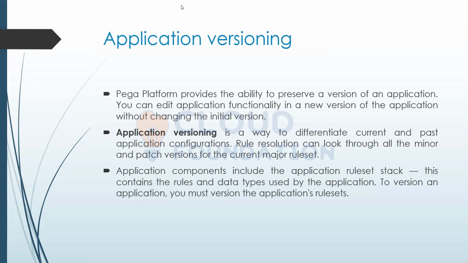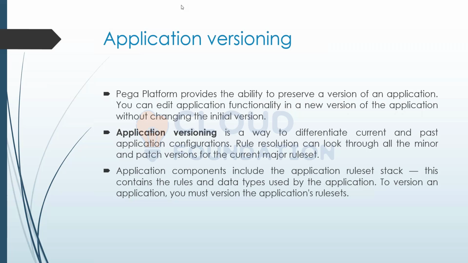Now, in Pega, we don't have anything called code. We talk about everything in terms of rules and rule sets. When it comes to application versioning, the same applies. When you are versioning the application, it means nothing but that you are versioning the rules and the rule sets.